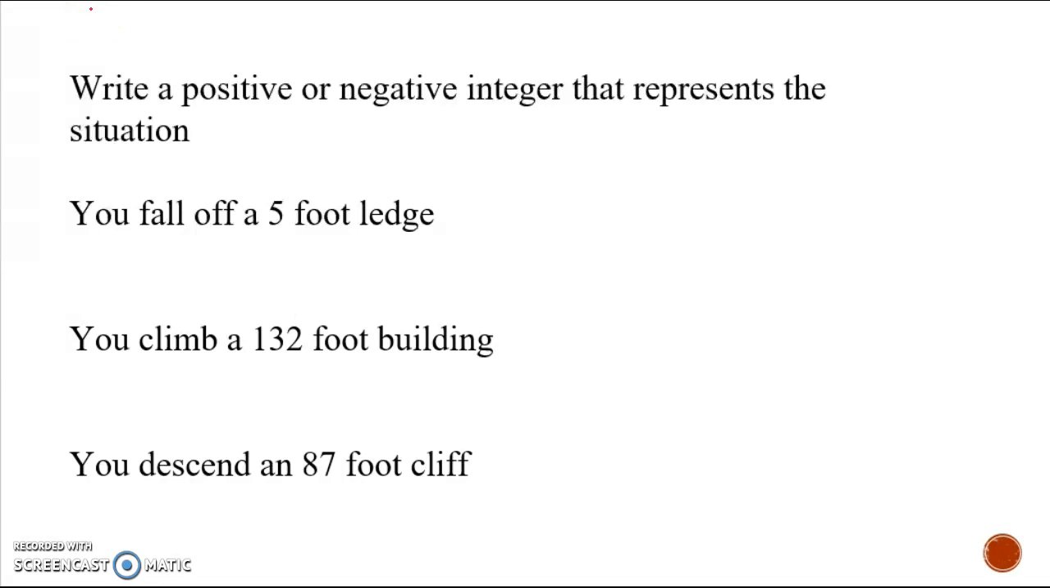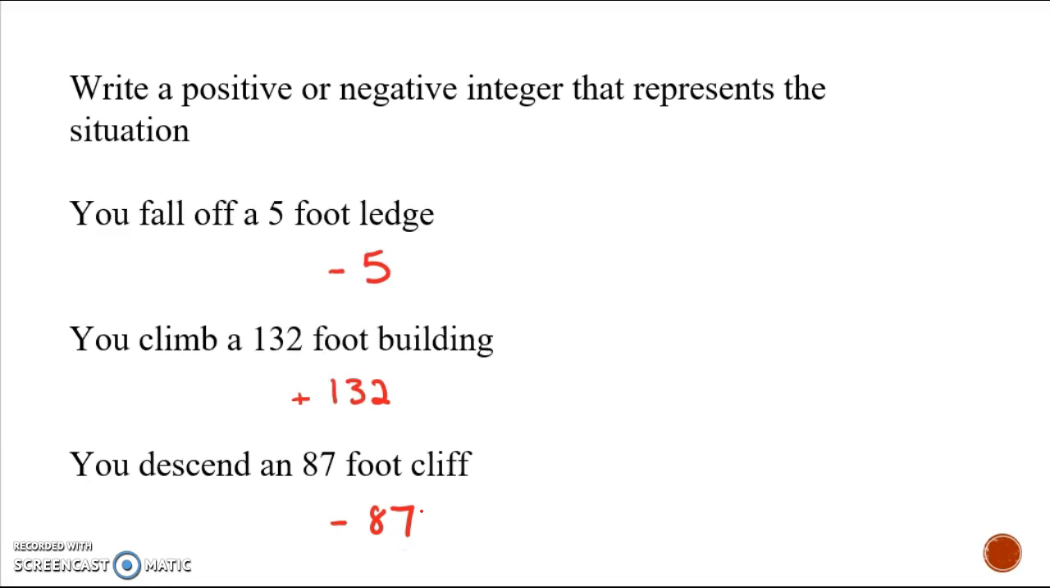It says write a positive or negative integer that represents the situation. So the first situation is you fall off of a 5-foot ledge. So that would be -5. Your next one, you climb a 132-foot building. And then you descend an 87-foot cliff.